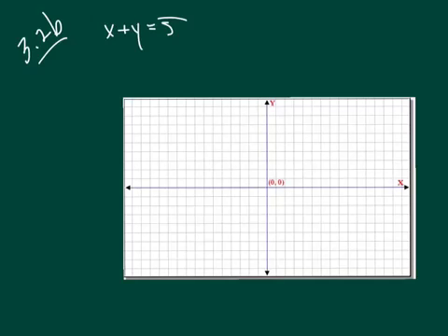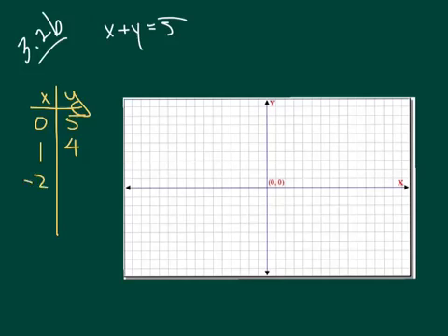So first of all, what we're going to do is make our handy-dandy little chart here with an x and a y. So let's say we put a 0 in for x. That means y has to be 5. We put a 1 in for x, y has to be 4, because 1 plus 4 is 5. Then I look and see if I can find some negative ones, because that is always good. You always pick 0, a positive number, and a negative number. So let's pick negative 2. So if x is negative 2, what is y going to be to give me 5? Well, let's add 2 to this side, add 2 to this side, so y has to equal 7.